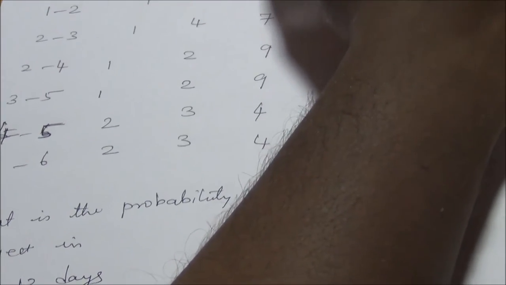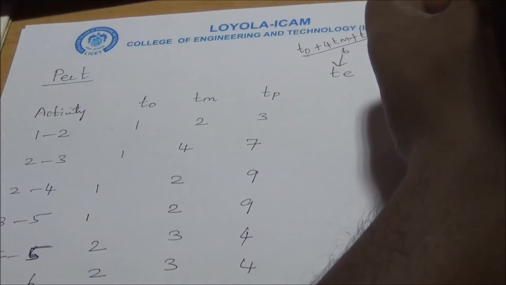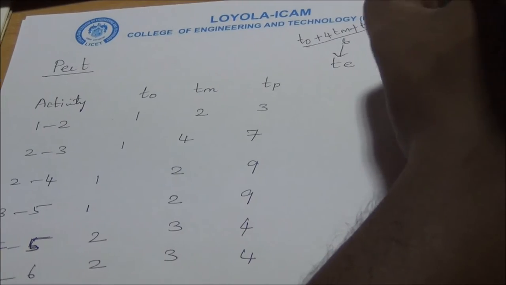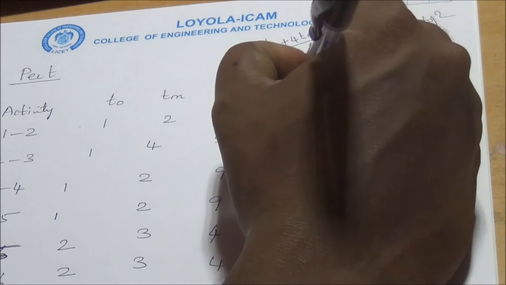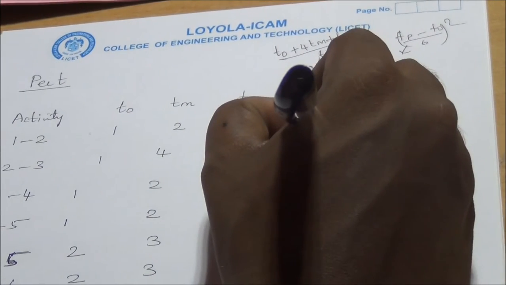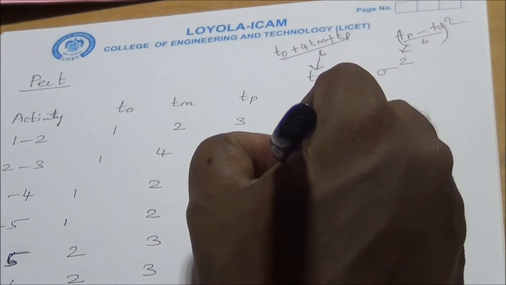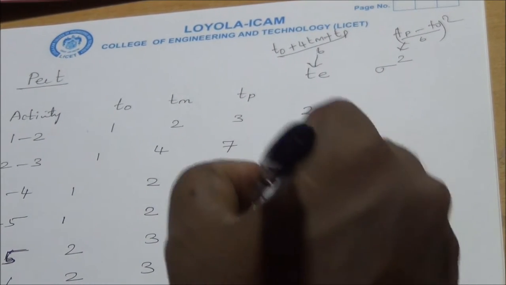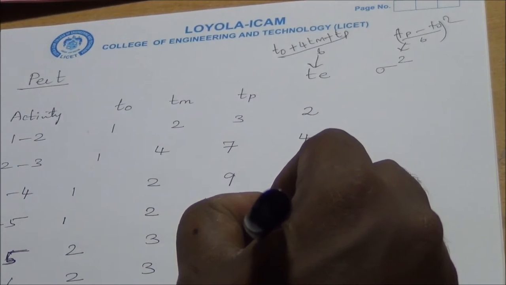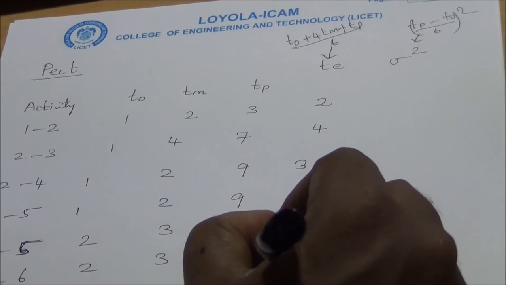We calculate TE by using the formula (TO plus 4TM plus TP) by 6. For the variance, we calculate ((TP minus TO) by 6) the whole square. We get TE as 2 for 1 to 2, from 2 to 3 we have 4, from 2 to 4 we have 3, from 3 to 5 we have 3, from 4 to 5 we have 3, and from 5 to 6 we have 3.